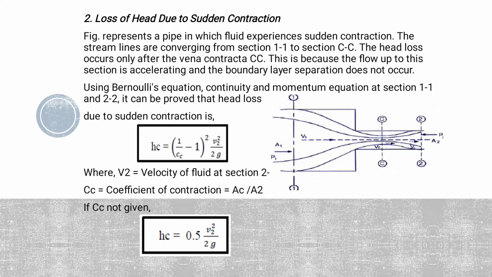Using Bernoulli's equation, the continuity and momentum equation at section 1-1 and 2-2, it can be proved that the head loss due to sudden contraction is Hc is equal to (1 by Cc minus 1) the whole square times V2² by 2g, where V2 is the velocity of fluid at section 2-2 and Cc is the coefficient of contraction, that is equal to Ac by A2. If Cc is not given, Hc is equal to 0.5 V² by 2g.